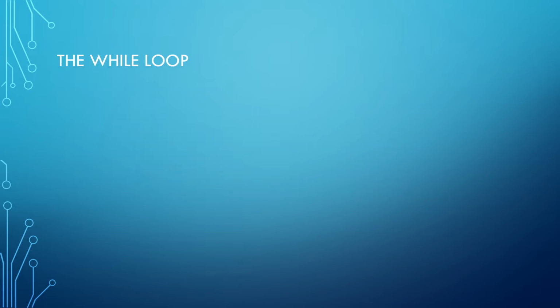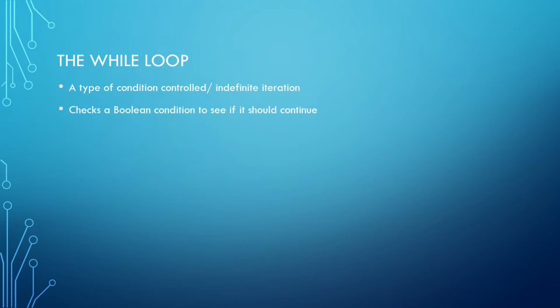The while loop is a type of condition controlled, also known as indefinite iteration. It's known as indefinite because we don't know exactly when it will stop or how many times the loop will be executed. A while loop uses a Boolean condition to check when it should stop.